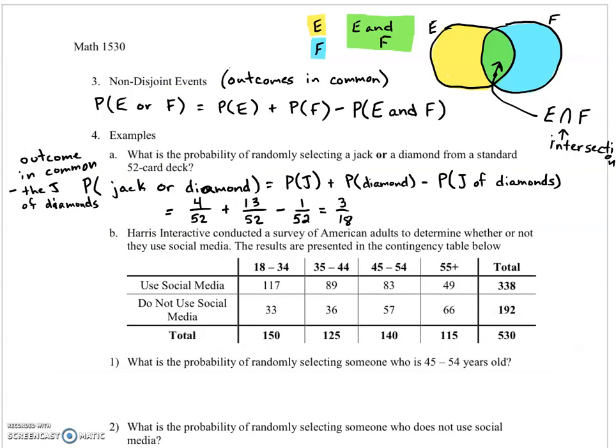Sorry, that should be 4/13. I just transposed all the numbers in my head. 4/13, or approximately 0.308.